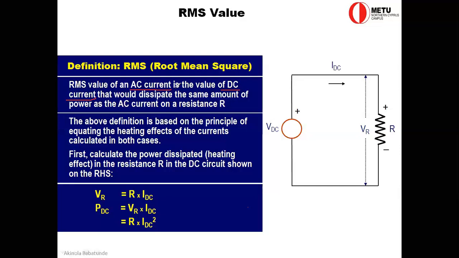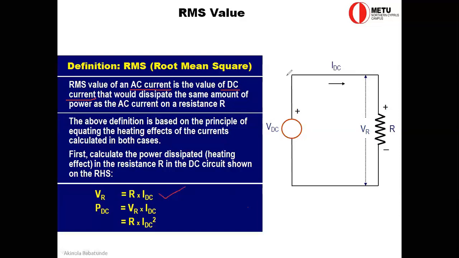So first, you calculate the power dissipated in the resistance in the DC circuit, as shown on the right-hand side here. If you want to find this VR, it will be equal to the current passing through this R multiplied by R. The current is IDC, and this voltage is a DC source. So IDC multiplied by R gives us our VR.